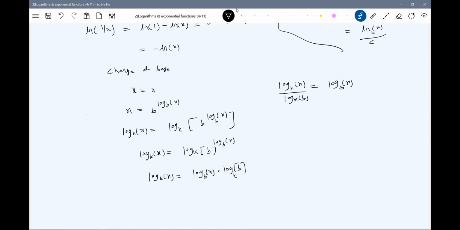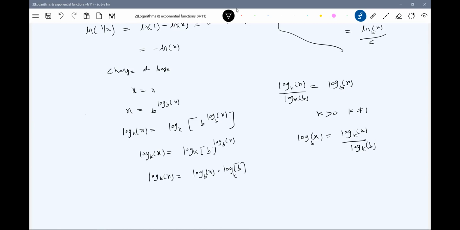K can be anything, any value. It need not be only this particular thing. So what is the condition for k? K should be greater than 0. K should not be equal to 1. So the formula will be log x to the base b. You can convert it to any base. K can be 2, 3, 4, 5. It's left to you. You can convert it to any base.